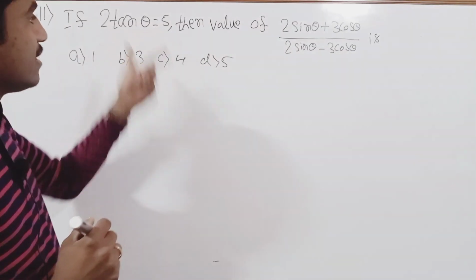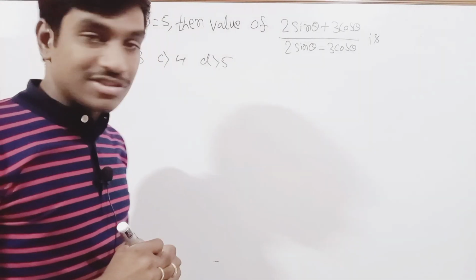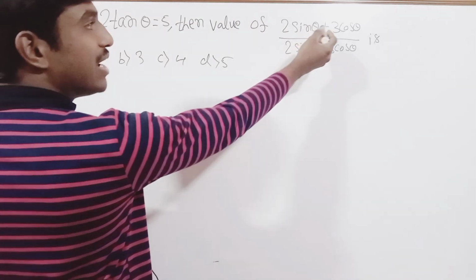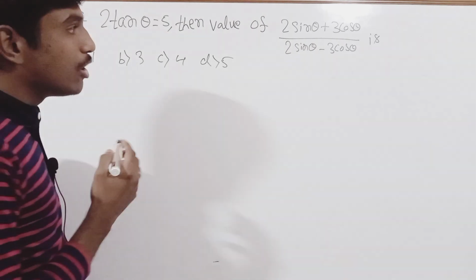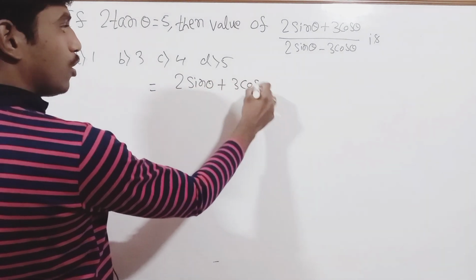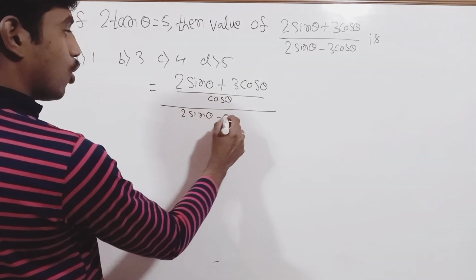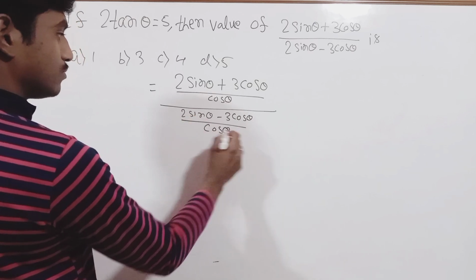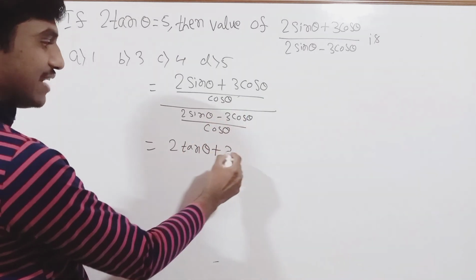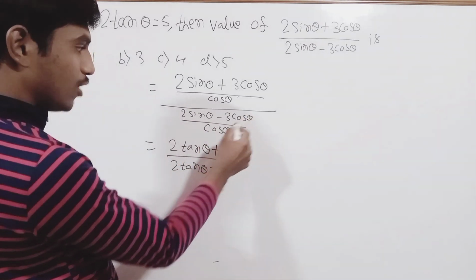Next question is, if 2 tan theta equals 5, then we need to find the value of (2 sin theta plus 3 cos theta) divided by (2 sin theta minus 3 cos theta). Here sin and cos are there, whereas the value they have given is tan theta. So we will express this in terms of tan by dividing the numerator by cos theta and also dividing the denominator by cos theta. Here 2 sin by cos is 2 tan theta, plus cos theta gets cancelled, so we get 3 in the numerator. Like that in the denominator also, sin by cos is tan, so 2 tan theta minus 3, as cos gets cancelled.